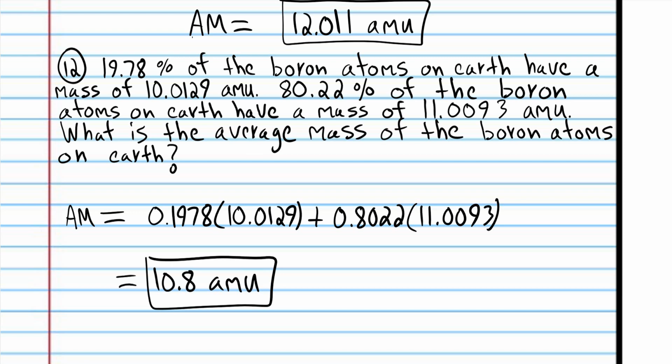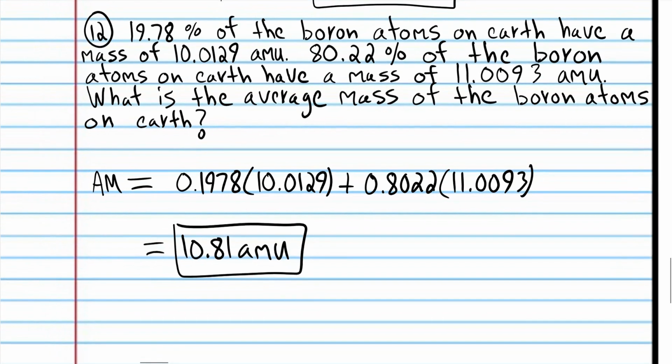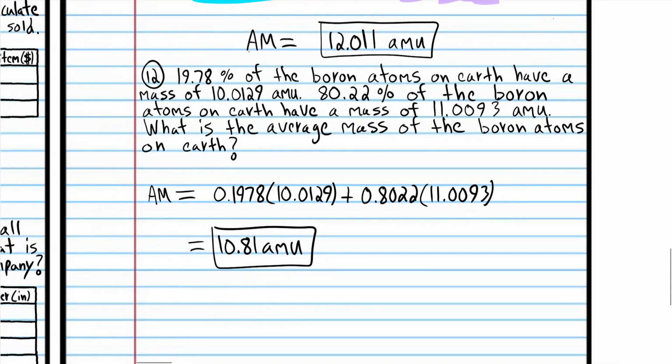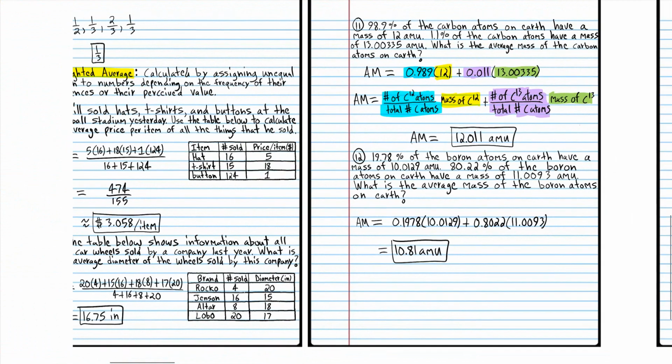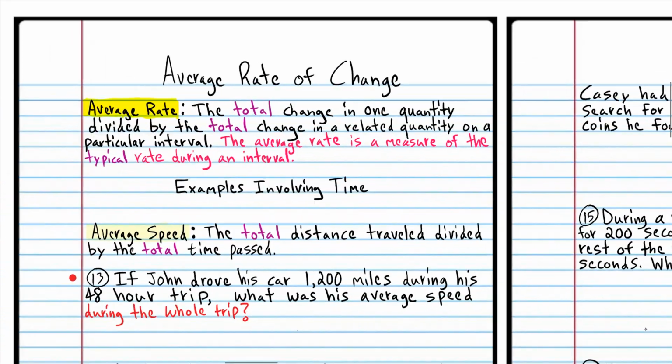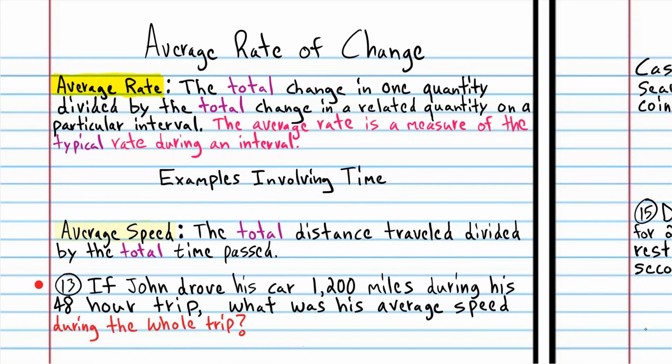So if you look at a periodic table, boron is number 5 on the periodic table, and you'll see 10.8. Probably say 10.81. We can carry out one more decimal there. So if you got that right, excellent. Okay, so now we're going to average rate of change. This is something that is particularly important for calculus.